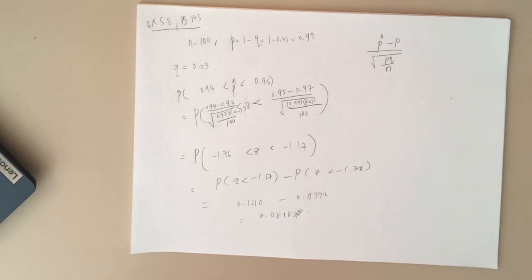I think that's all for this chapter. Just as a recap, you have two types of sample distribution: the first one is sample mean and the second one is sample proportion. Make sure you are aware of the formula for each of them, okay?